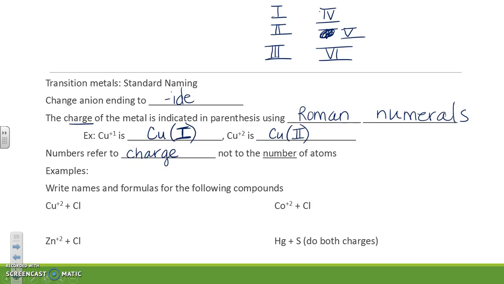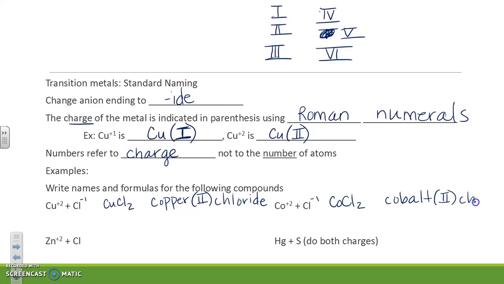All right, so names and formulas for the following compounds. If we have copper with a +2 charge and chlorine has a -1 charge, we would cross those and get CuCl2, and the name of this would be copper(II) chloride. Okay, what about cobalt with a +2, and chlorine has a -1, so we would cross those down and we would get CoCl2, and it would be cobalt(II) chloride. All right, go ahead and try these last two, and we'll check them when you get to class.